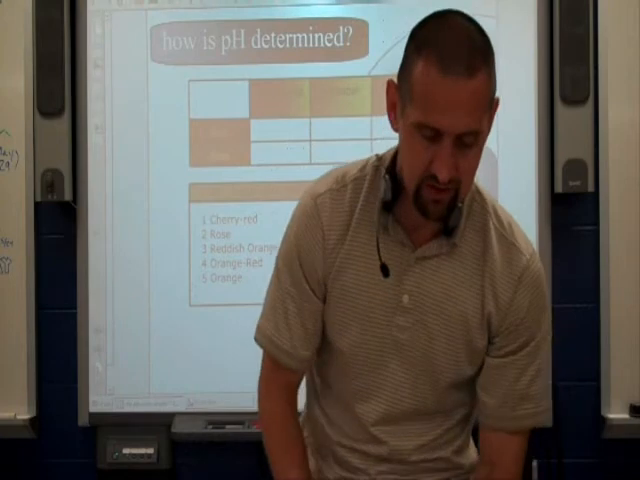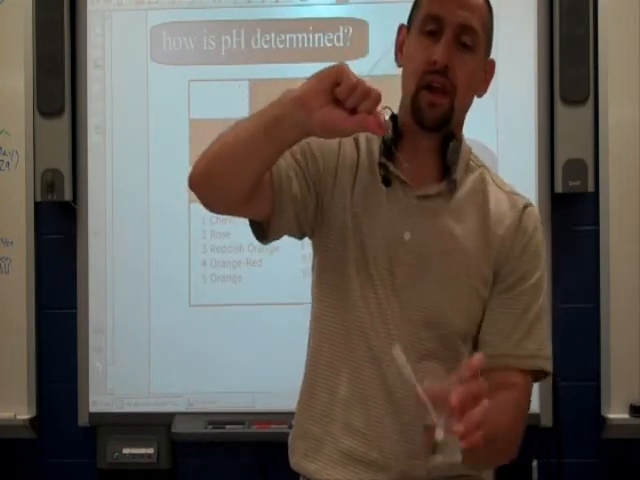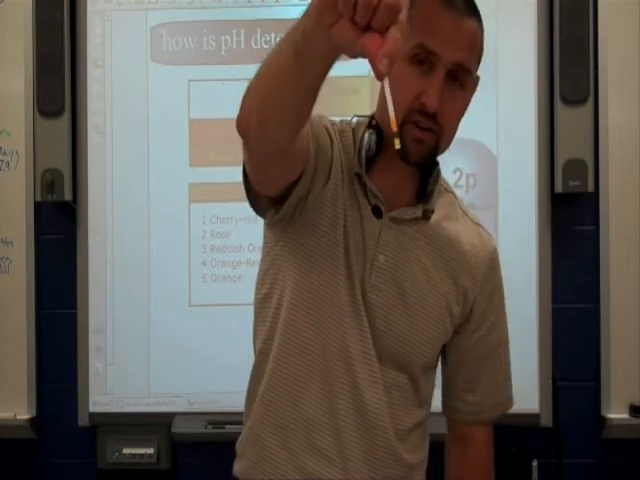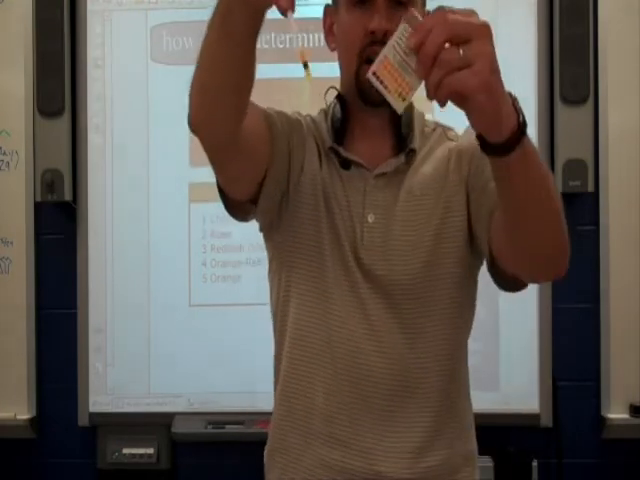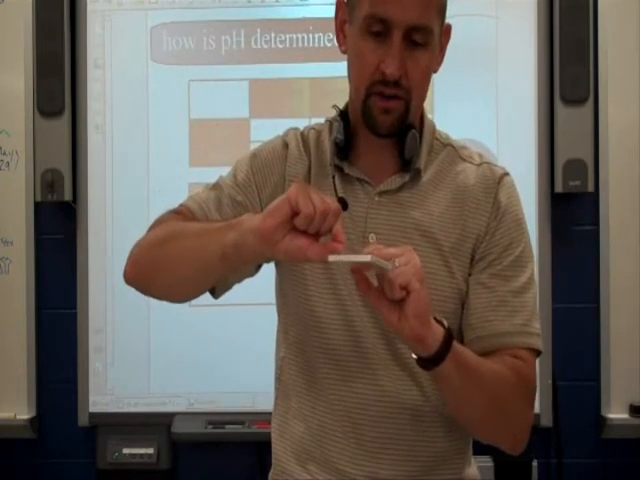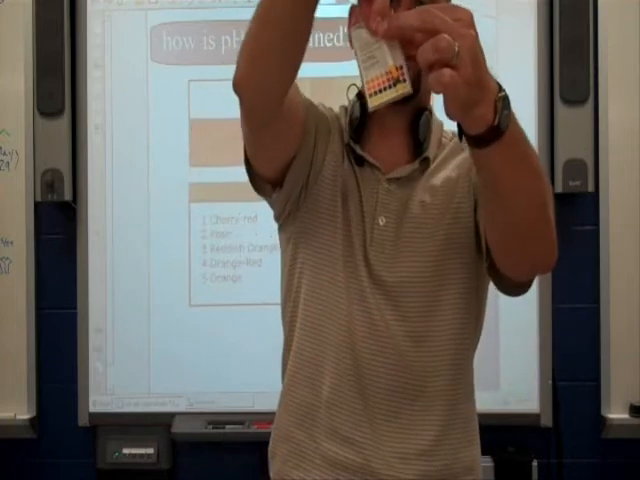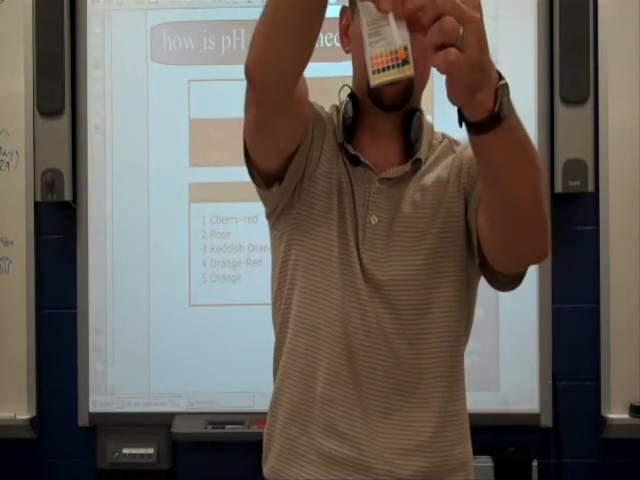When I put the paper into the baking soda, again, I just compare all four colors to the side of the box. Here, it looks still kind of green, so maybe a 9. So baking soda with a pH of 9.